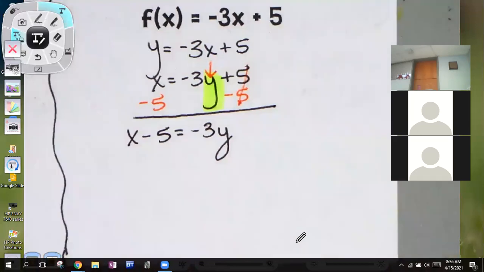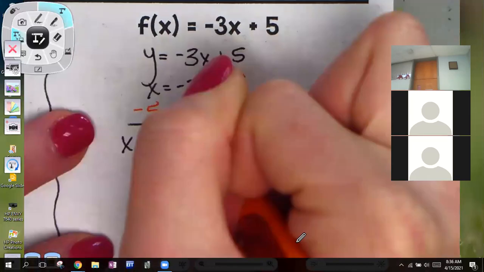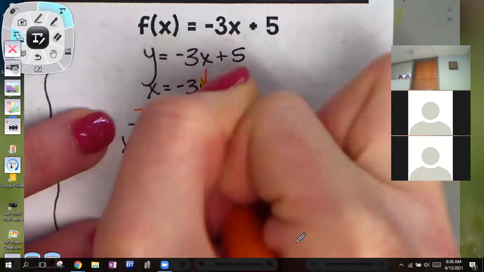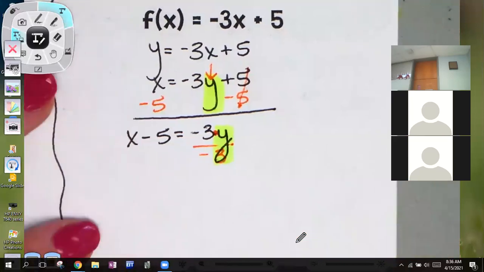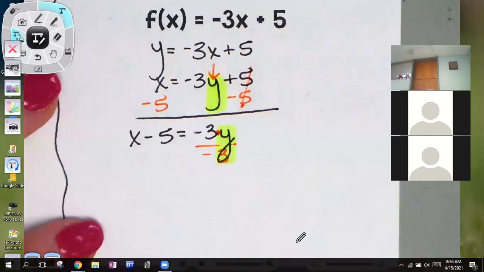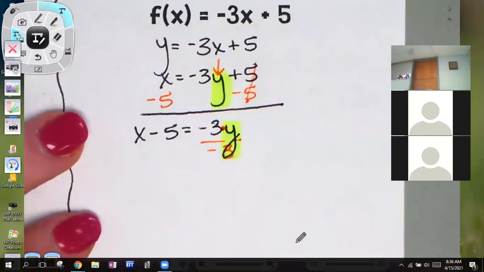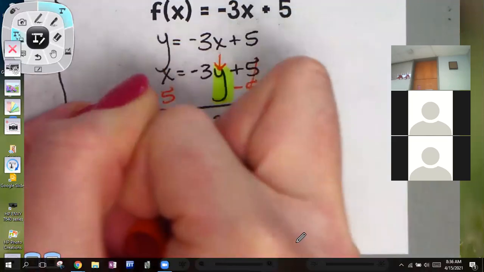Am I done? No, why not? You gotta divide the y by itself. Got to get the y by itself, and I do that by doing what, Ava? Divide by negative 3. So I have to divide by negative 3. Who's asleep? Wake up. All right, so I'm dividing by negative 3, then what do I have to do? Do it to the whole thing. The whole thing. Those won't cancel out.